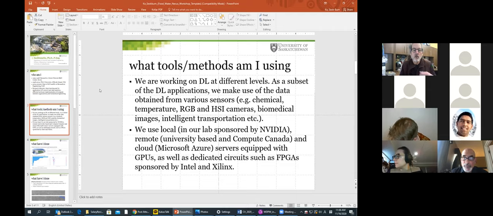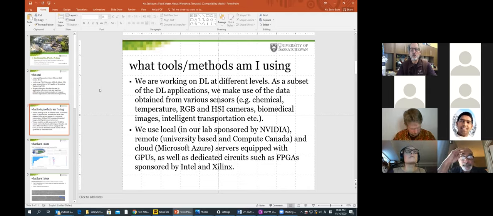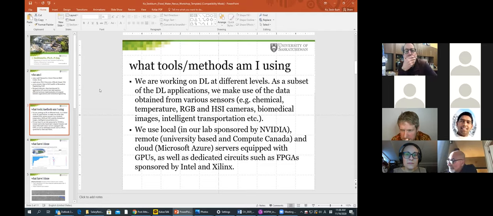In terms of tools and methods that my lab is using, we are working on deep learning at various levels. As a subset of the DL applications, we deal with various sensors, some chemical sensor, temperature, RGB, HSI cameras, biomedical images, including CT, ultrasound, and MRI, and intelligent transportation sensors. We use local and remote and cloud servers equipped with high-performance GPUs, as well as dedicated circuits such as FPGA sponsored by Intel and Xilinx, and other tools sponsored by big name industry, NVIDIA and Microsoft as well.